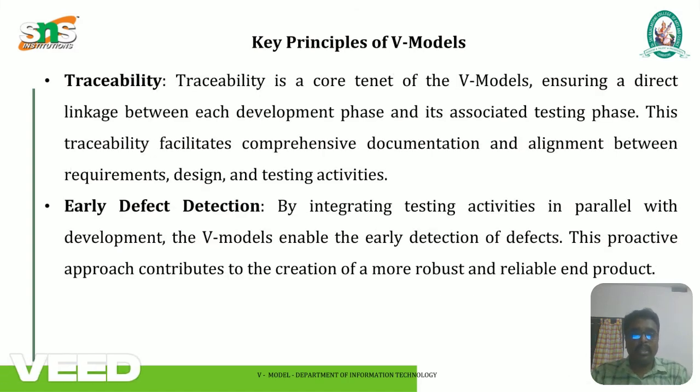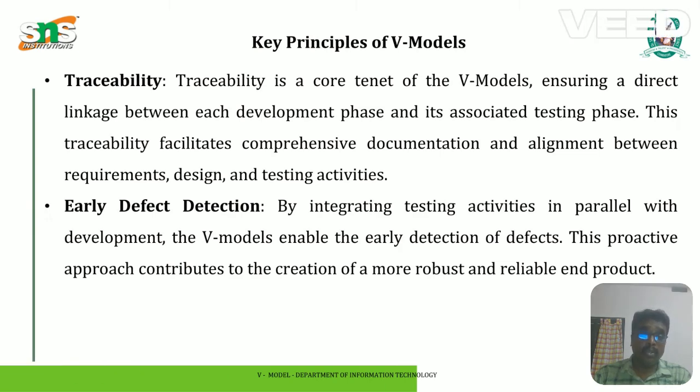So next one is the traceability. It is one of the core things in the V model. It ensures a direct linkage between the development phase and the associated testing phase. The traceability facilitates comprehensive documentation and alignment between the requirement, design and the testing activities. It is carried out till the deployment phase, and again we refine our requirement, we refine our design, and again we refine testing, and finally move on to the deployment phase.